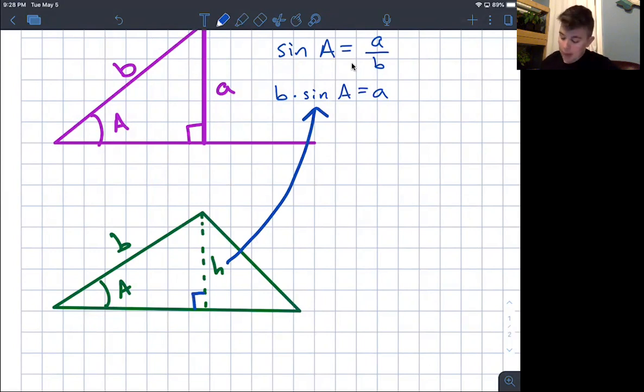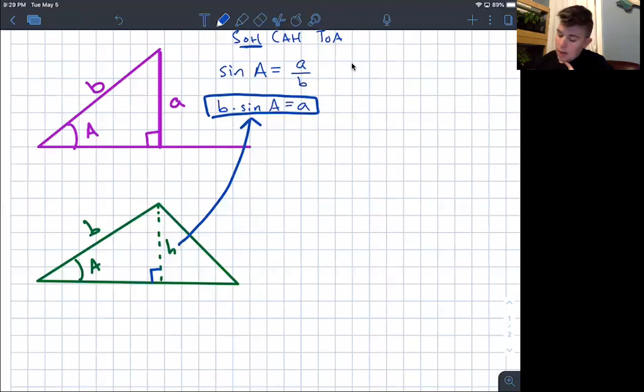Okay, so no matter what, if I know this angle and I know this side, then I can figure out that the height of the triangle has to be equal to B times the sine of angle A. So if we know that, then here's what I can go for.